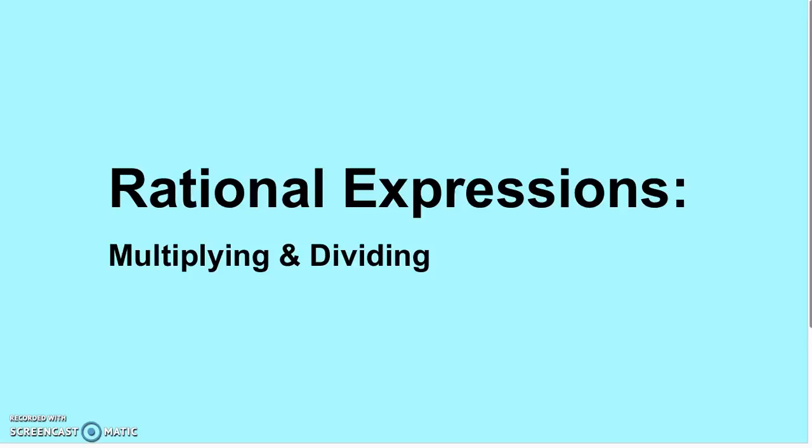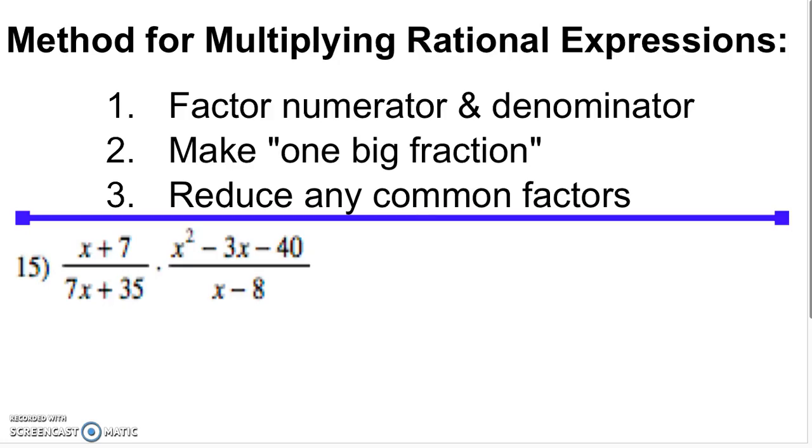This video is on multiplying and dividing rational expressions. To multiply rational expressions, we're going to factor the numerators and denominators and put everything in one big fraction, keeping everything on top still on top, and everything on the bottom remains on the bottom. But then we're going to have some common factors that will reduce. This basically follows the regular rules of multiplying fractions.